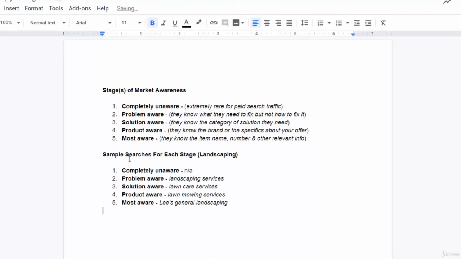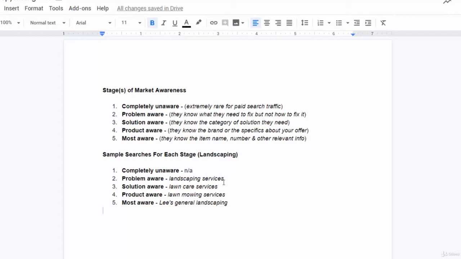Okay, so this is an example for landscaping. Let's say that we're looking to run ads for a landscaping company. These are the different types of searches that each individual would have at each stage. So we can see here, the very first one is problem aware. They know that they have a problem. They are wanting to get landscaping services and they're looking for a landscaping company, whatever that may be, right? But it's really kind of broad because they have a problem, but they don't really know exactly what they need.